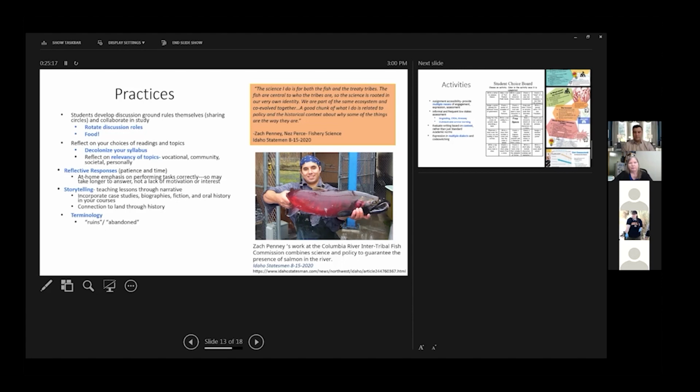Particularly the connection between the historical perspectives being talked about in a class and connection to land. Another thing I found from my background in archaeology is that people need to start thinking about some of the terminology that is often used and can be very harmful, even if it's unintentional. Things like referring to Native American ruins or this abandoned city.